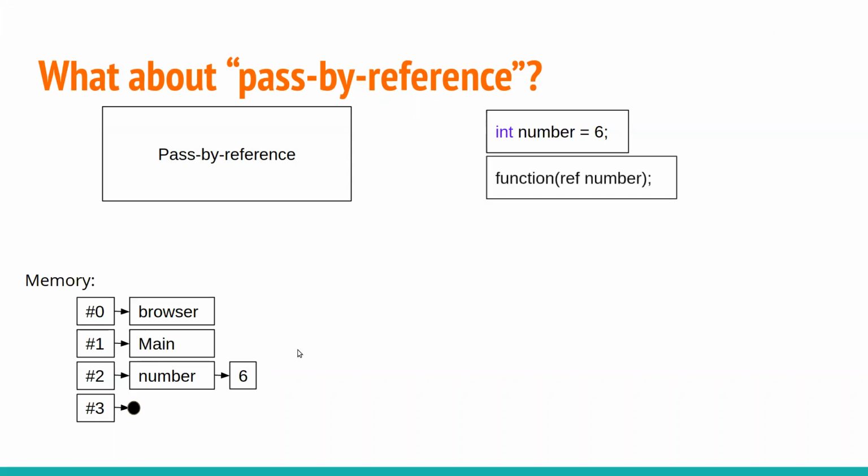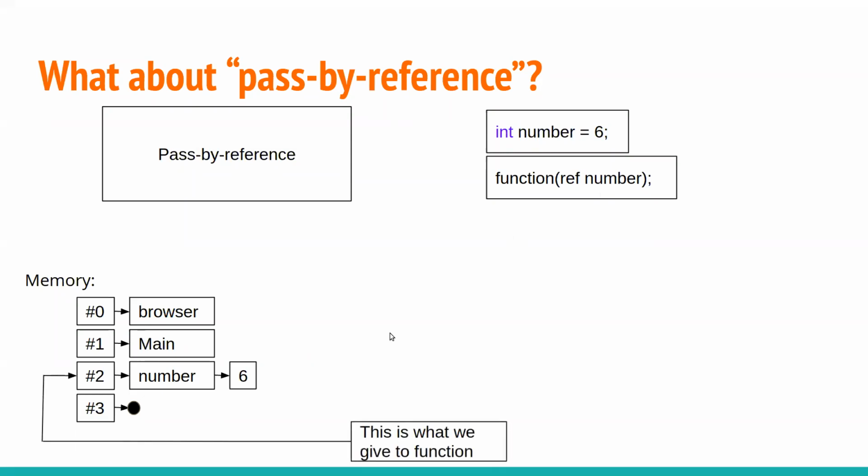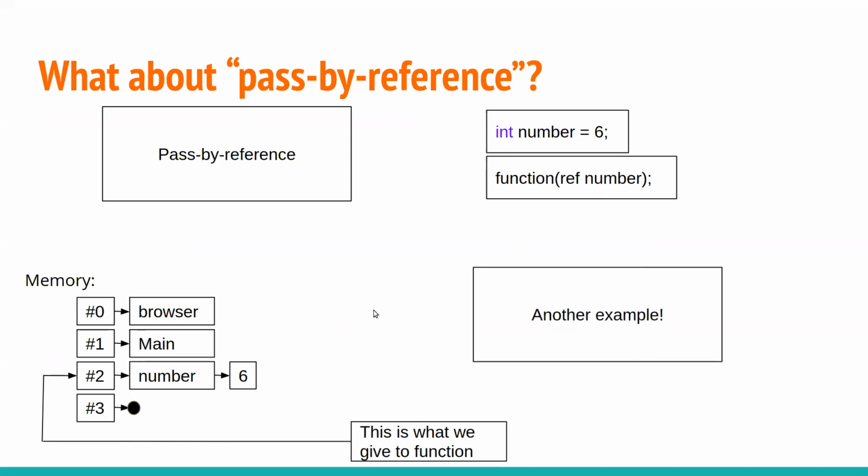What we do now is instead of calling function on number, I'm going to call function on ref number. So what ref stands for is reference. And now instead of passing a copy of number, it will pass a reference to number. So it'll pass the number variable itself. So this, the address space 2, that is what we give to the function method. Okay. So again, what does this mean practically? Let's see how this is different.